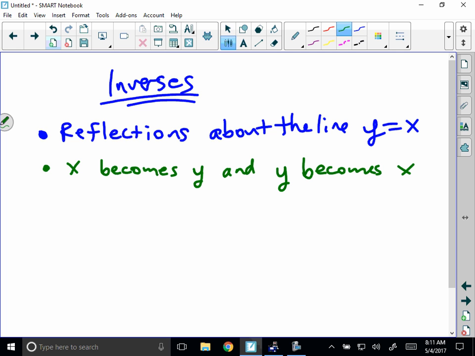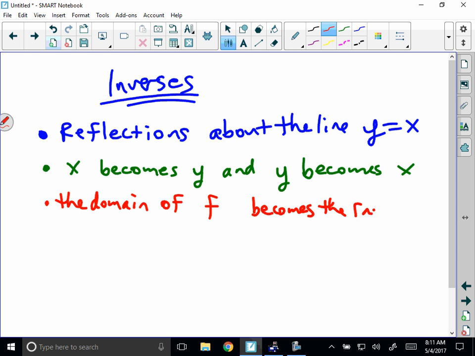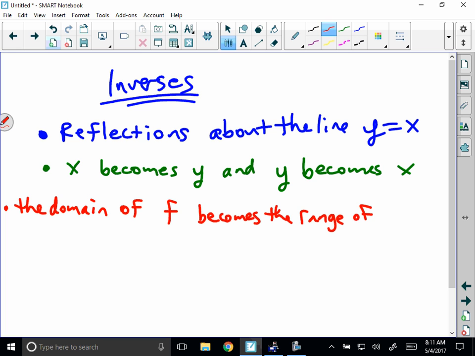Hey, wait a minute. Aren't x and y like the domain and range? So because of that, the domain of some function f becomes the range of its inverse. And notationally, this is the first time I'll use this inverse notation. Those of you who remember from geometry about inverse sine, the notation we use is an exponent of negative 1. So notationally speaking, that means inverse.